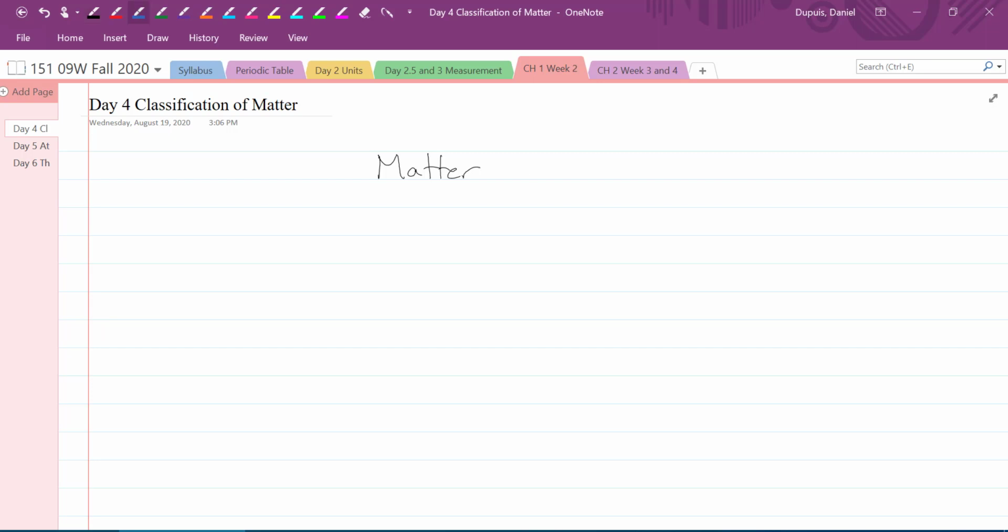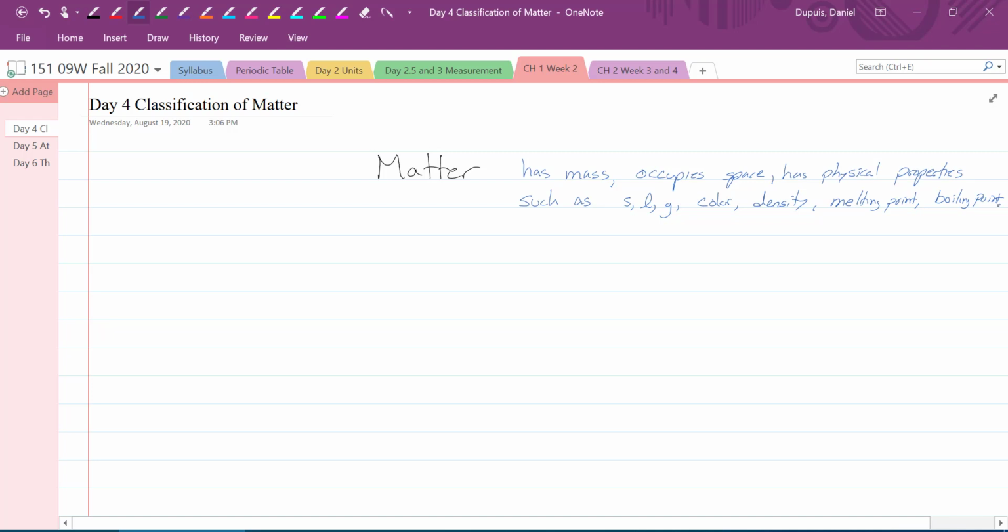So what is matter? Matter has mass, occupies space, and has physical properties, such as if it's a solid, liquid, gas, color, density, melting point, maybe a boiling point. So that's what matter is.